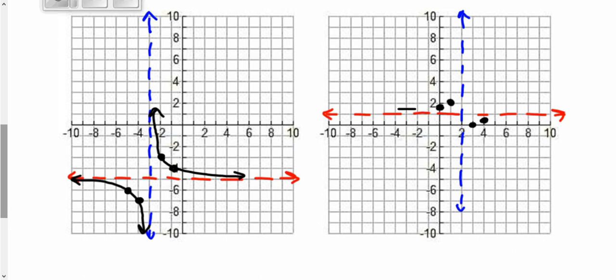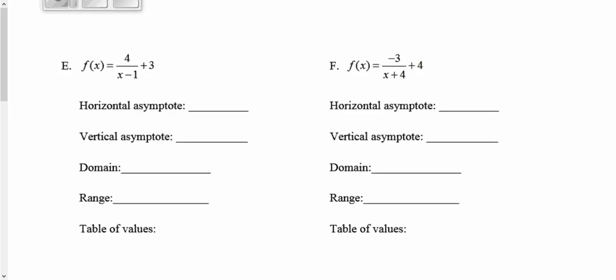Okay, so again, it follows that same shape, so we're getting really close to the asymptotes going through the points, but never crossing or touching the asymptotes. Okay. 2 more examples, so just going through those same steps.